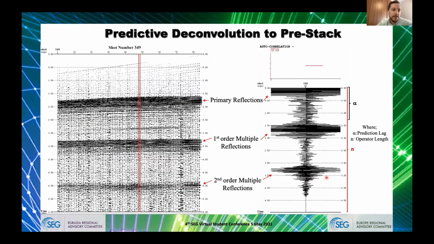So to start with applying predictive deconvolution to the pre-stack, as you know, the pre-stack deconvolution is controlled by two important main parameters, which are the operator length and the prediction length. The determination of these parameters affects the predictive deconvolution results directly.